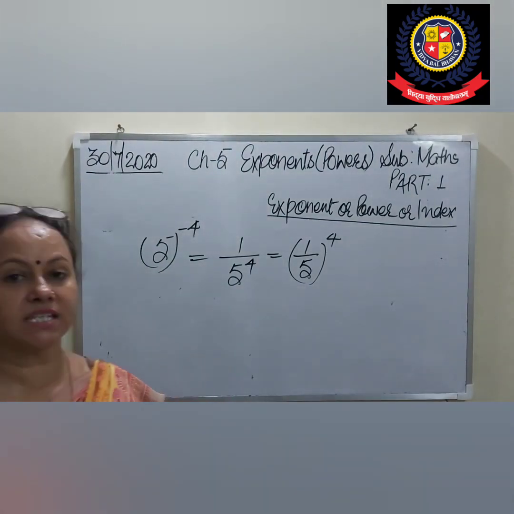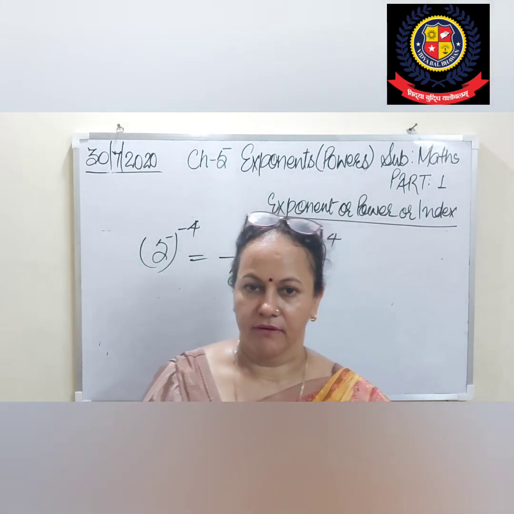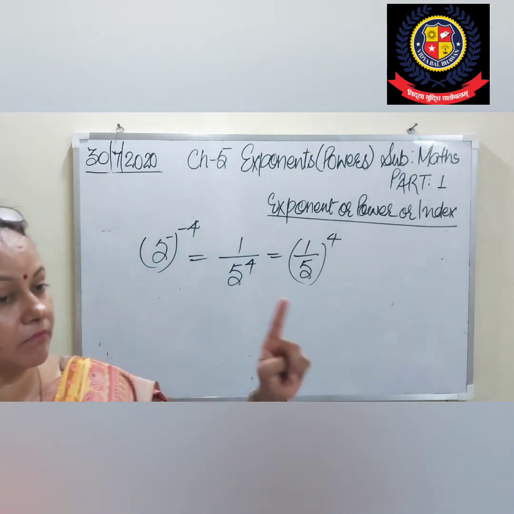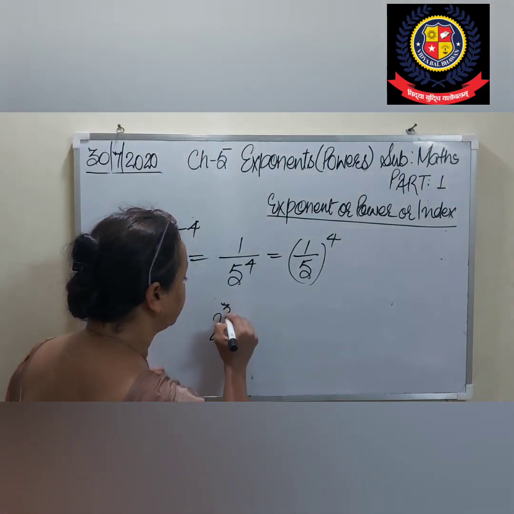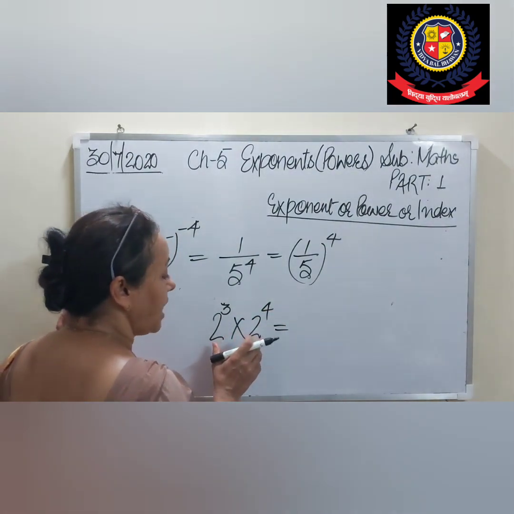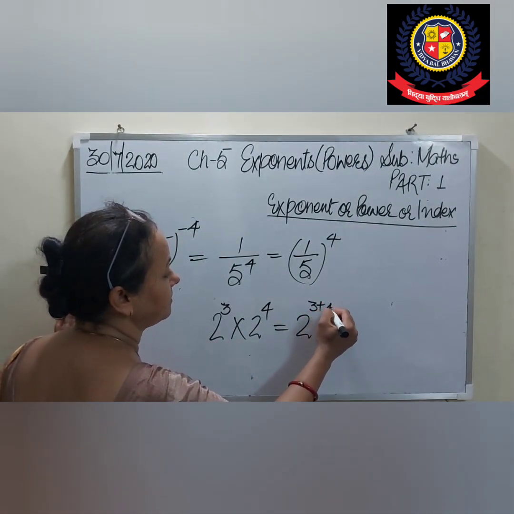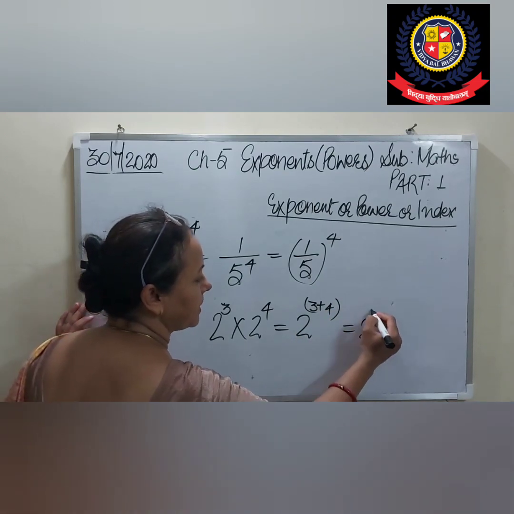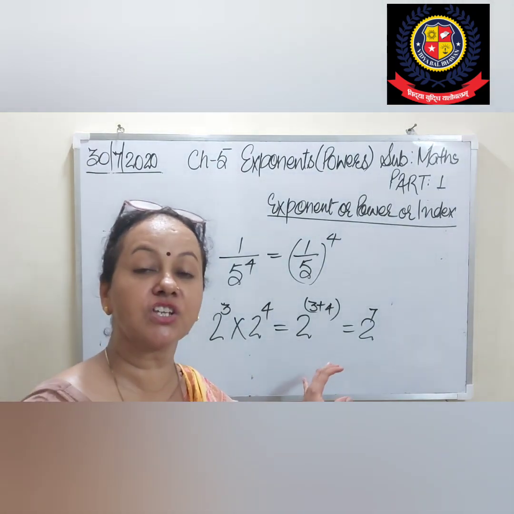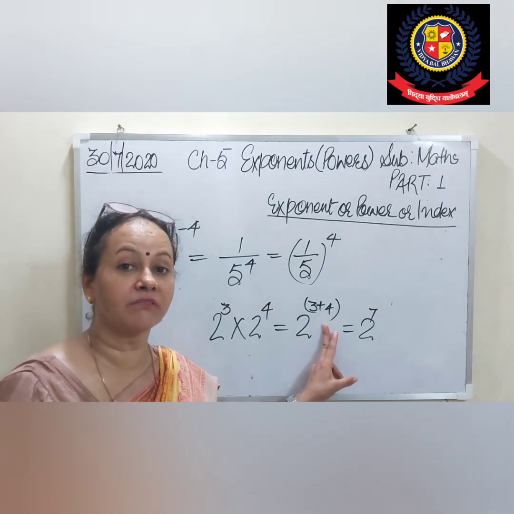When the bases are the same, the power will be added. When the bases are the same, in multiplication, like I have written 2 to the power 3 into 2 to the power 4, the answer according to the law is: both bases are the same and the power will be added. 2 to the power 3 plus 4. What will it be? 2 to the power 7. It means the bases are the same, the powers are different, but the bases are in multiplication.